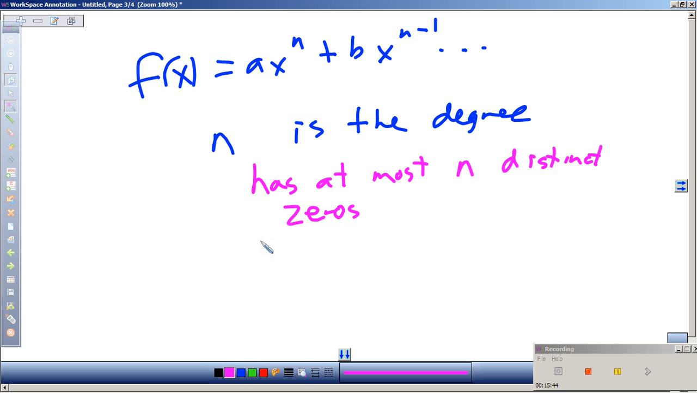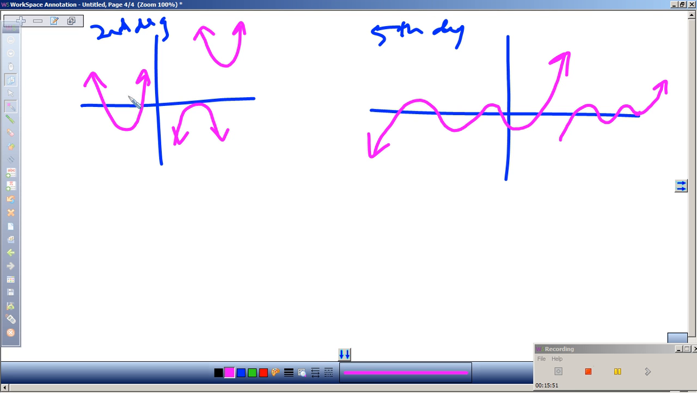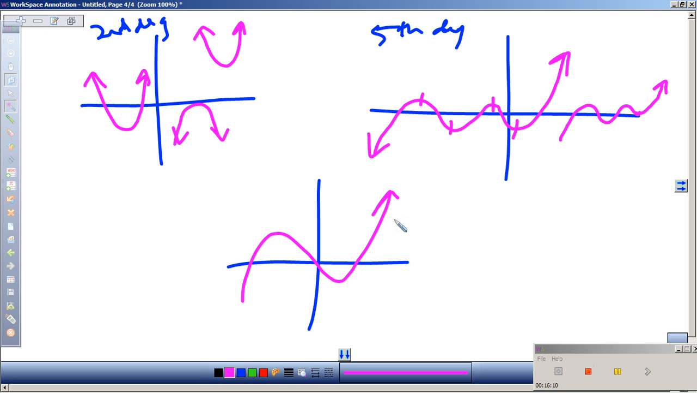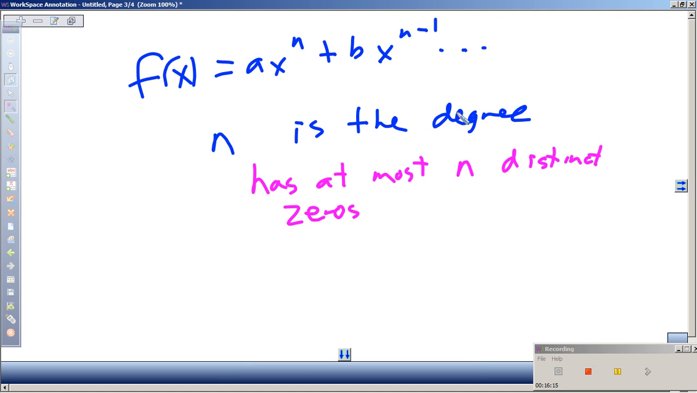How about how many turns it can have? So like the second degree, what's the maximum number of turns I could have? 1. How about with 5th degree, what's the maximum I can have? Let's say 1, 2, 3, 4. How if we had a cubic? The cubic could look like this. What's the maximum number of turns? 2. Yeah. So, it has at most n minus 1 turning points.